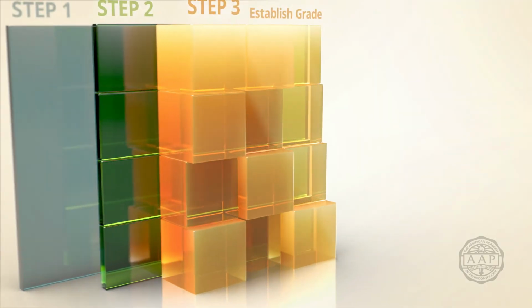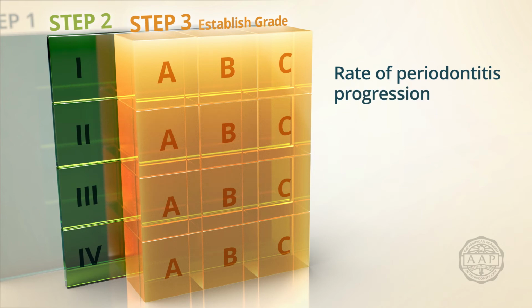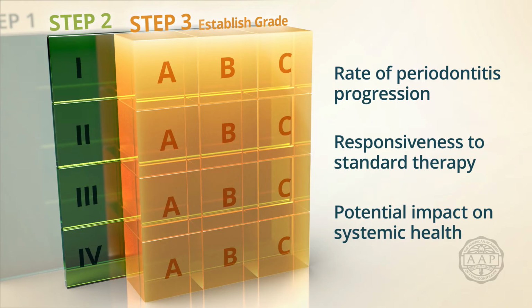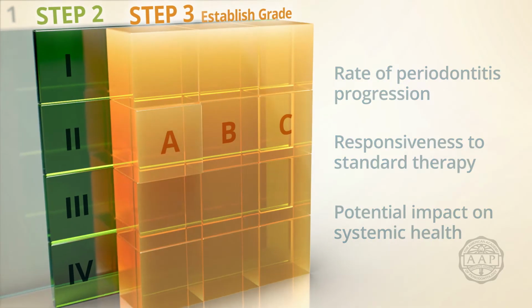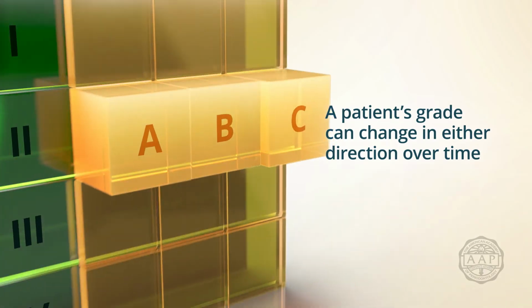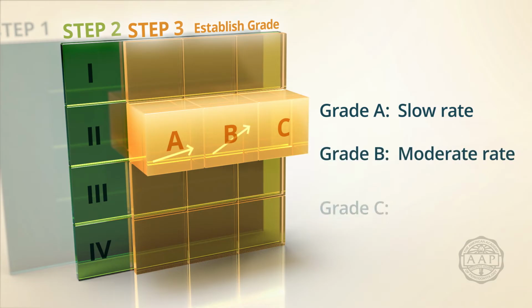Step 3. Establish the grade. Grading indicates the rate of periodontitis progression, the anticipated responsiveness to standard therapy, and potential impact on systemic health. A patient's grade can change in either direction over time. Grade A signifies a slow rate of progression. Grade B signifies a moderate rate, and Grade C signifies a rapid rate.